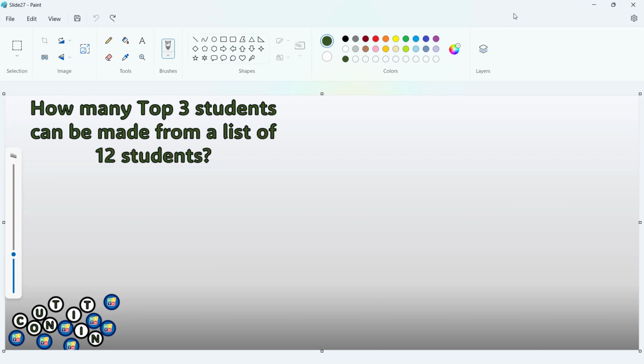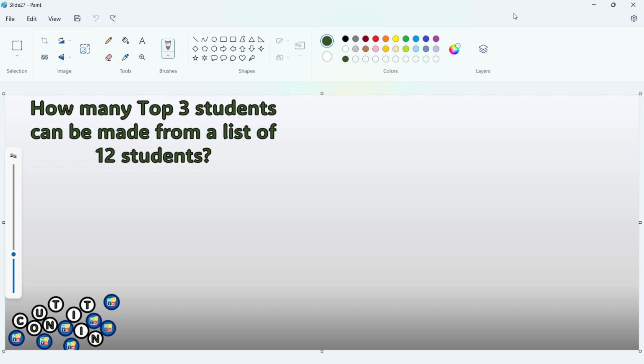How many top 3 students can be made from a list of 12 students? Now, take note, we have a similar problem with this, but it talks about how many first to third rankings can be made from a list of 12 students. In that specific situation, please review that video. We used permutations because the first to third ranking is different if we're going to interchange the students.